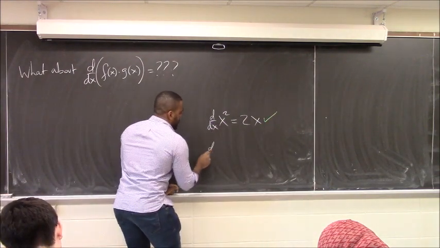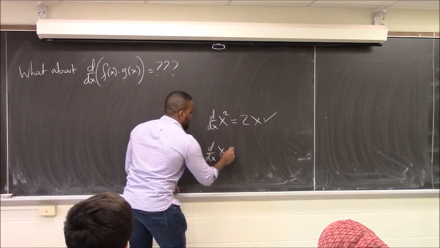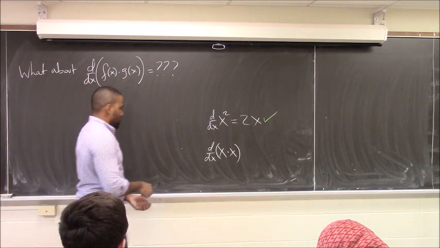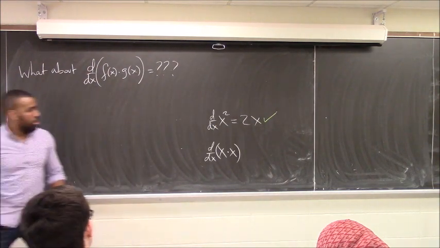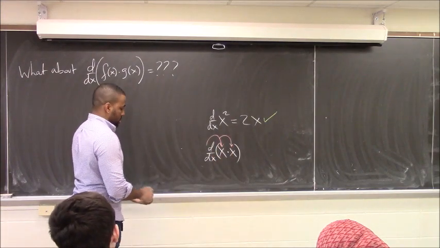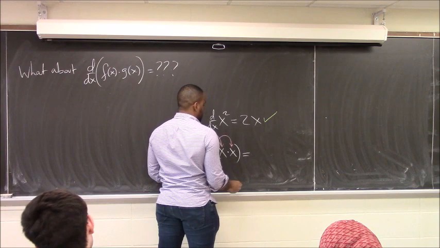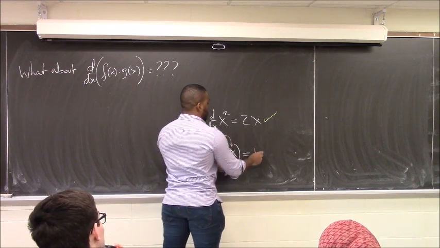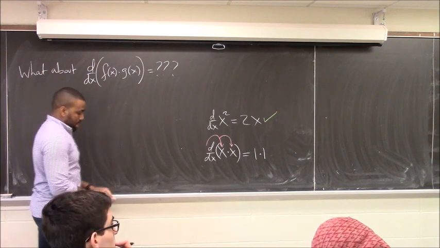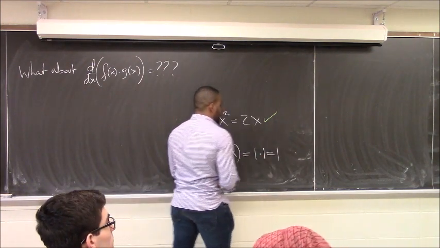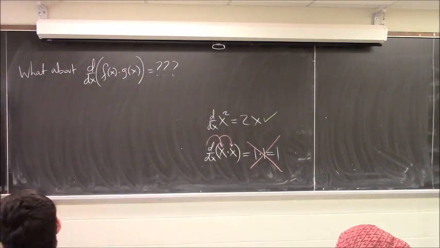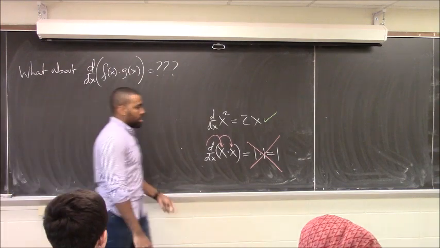However, we could have written x squared as just x times x, right? That's valid. If I were to think erroneously that the derivative would just apply across the product, well, the derivative of x is 1, the derivative of x is 1. If I take the product of the derivatives, I would get the answer 1. This is clearly not the right answer, right? So clearly derivatives do not distribute across products. We can see that from very simple examples.